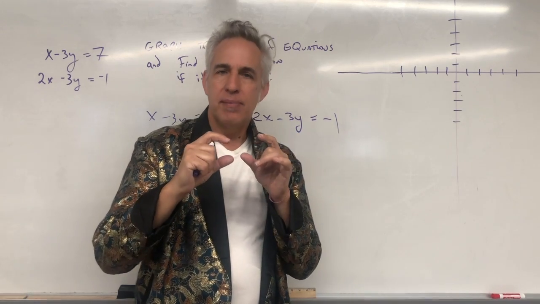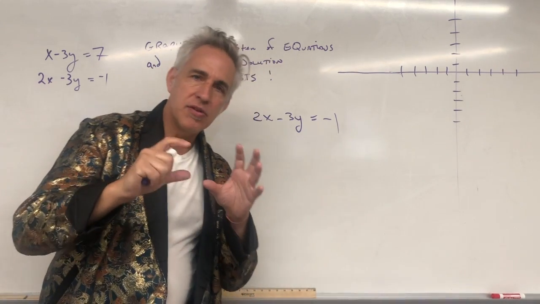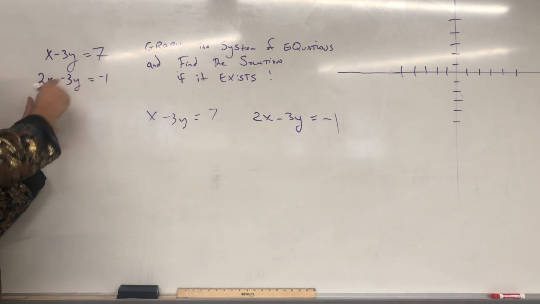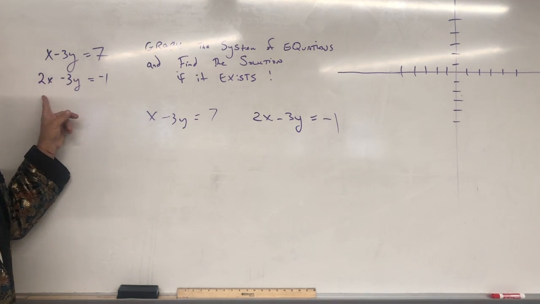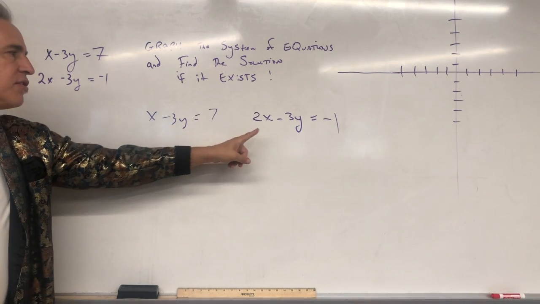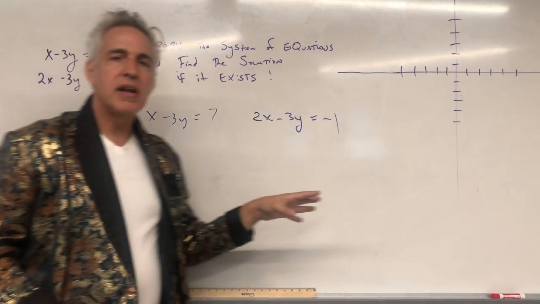Systems of equations come in pairs usually. There may be more, but they usually come together. And that means they're hard to work with because there's no room to work on them. So what we've done is taken each equation and written it down separately. x minus 3y equals -7 and 2x minus 3y equals -1.